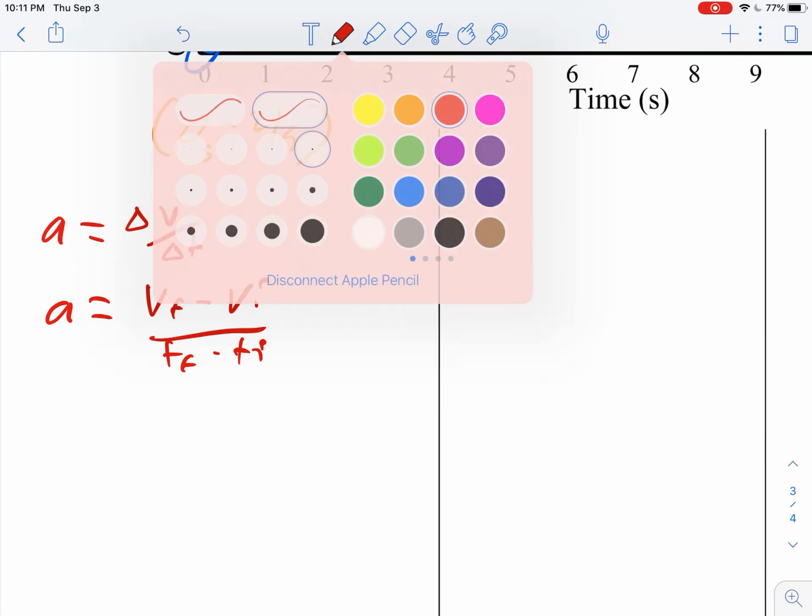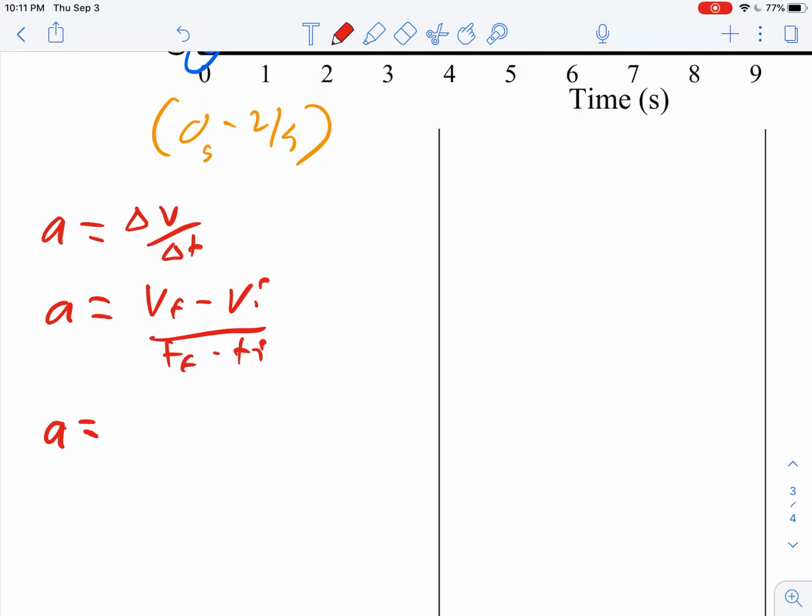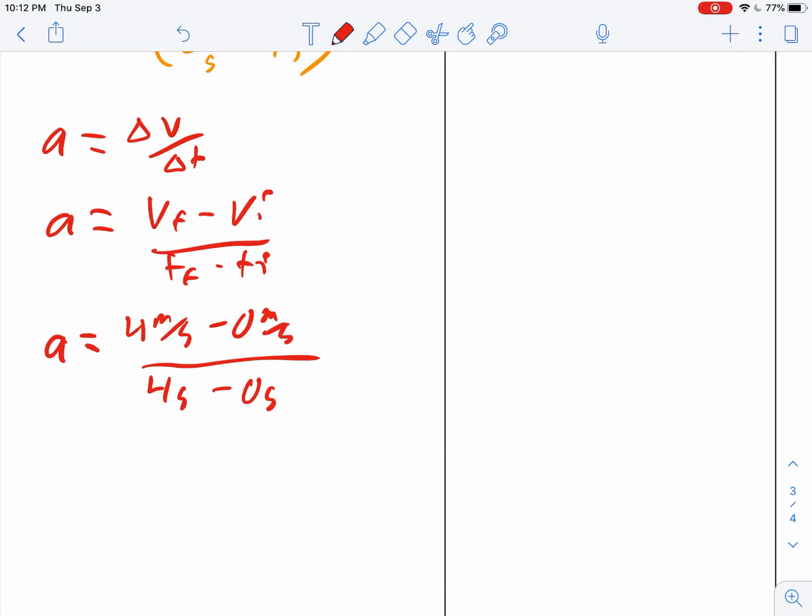All right, so I'm going to go ahead and compute the slope, which is the acceleration, just so you can see how we do this. 4 meters per second minus 0 meters per second. Okay, if you look at that time interval, the interval ends at 4 seconds and it starts at 0. So really this is 4 over 4 and it's meters per second per second. So 4 over 4 reduces down to 1, and meters per second per second is written as meters per second squared.